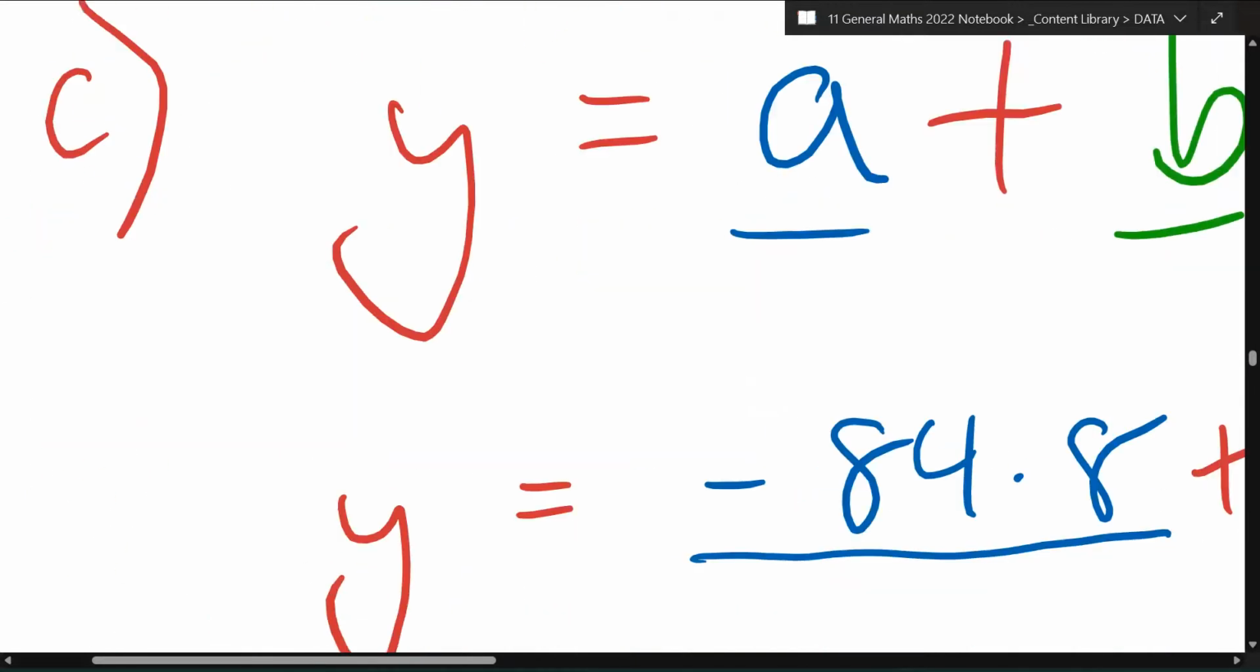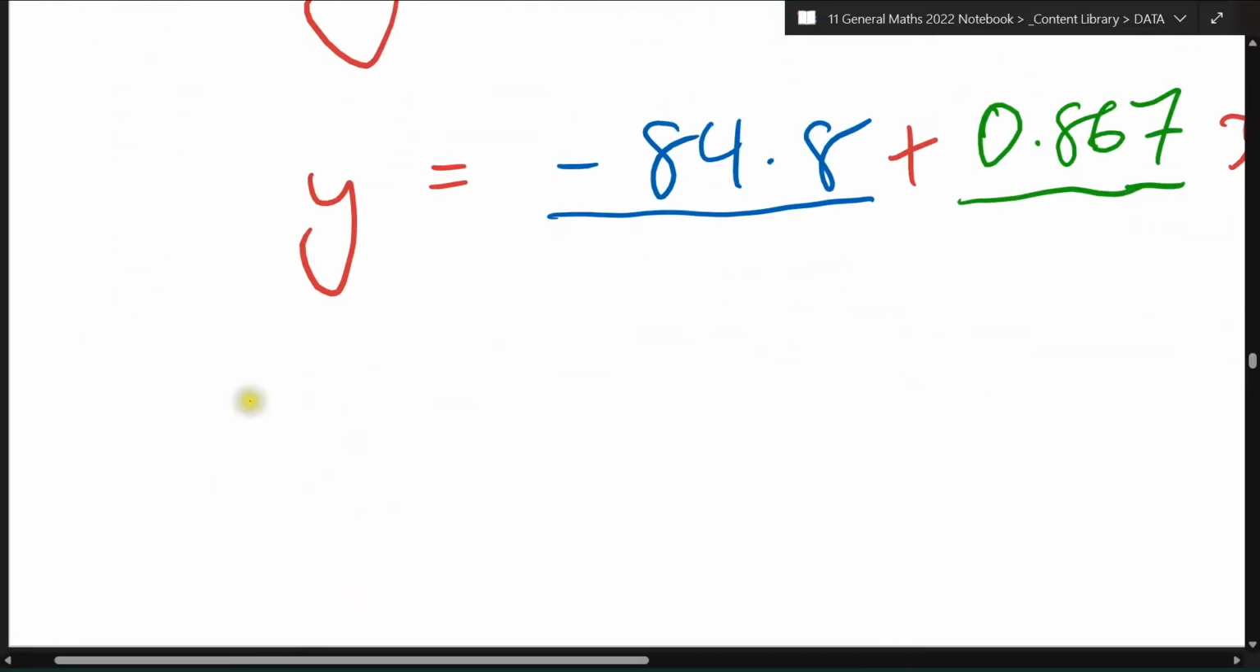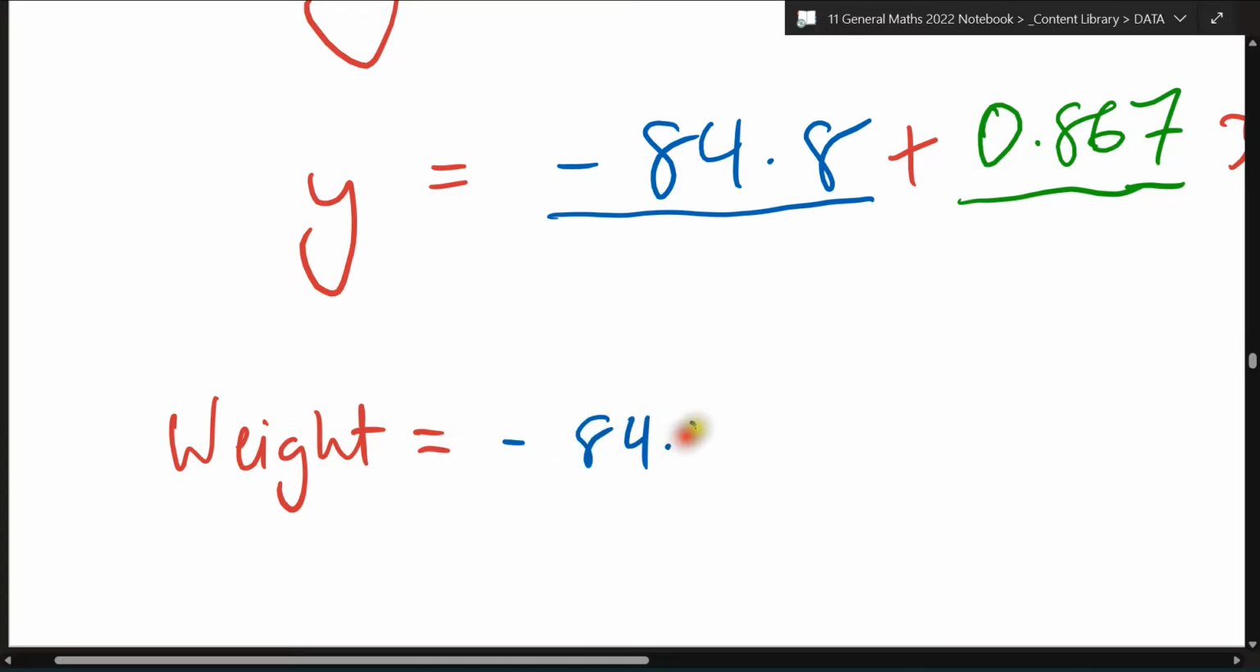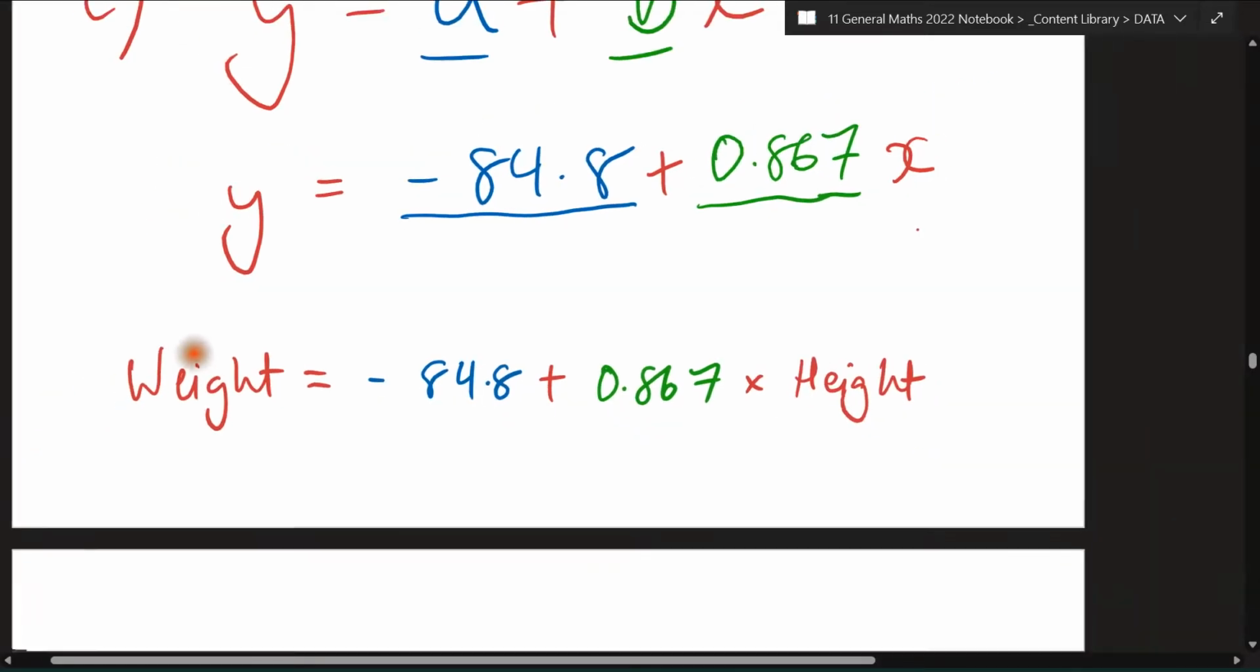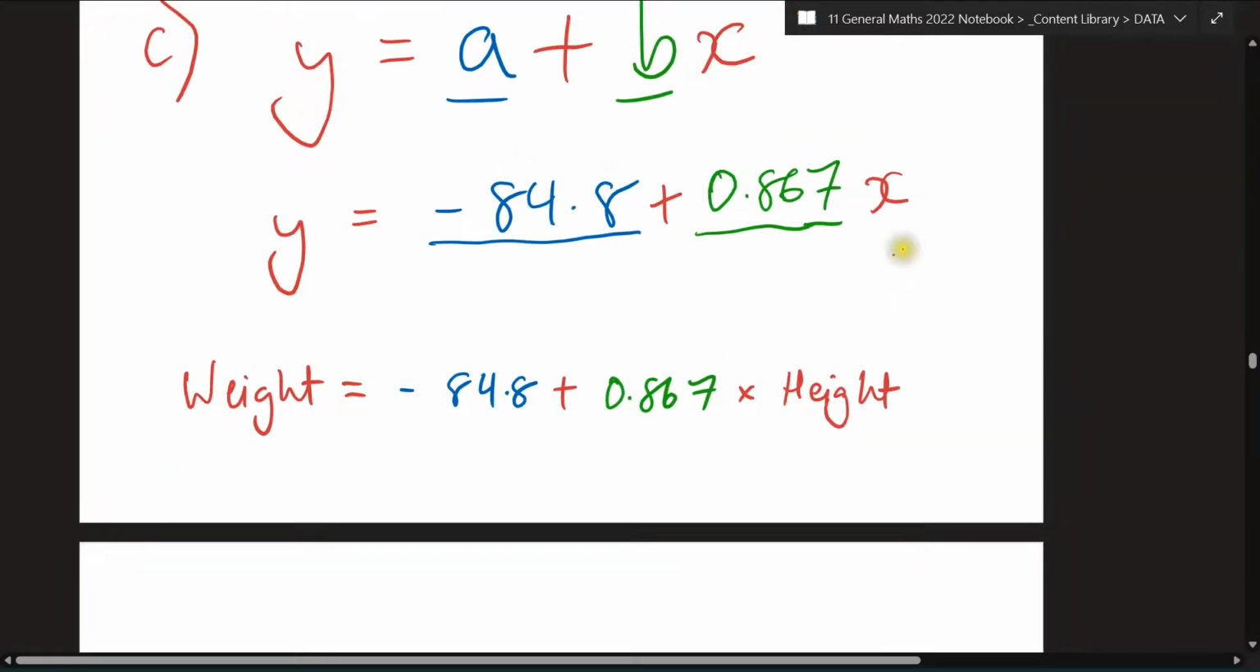On my formula, really straightforward, it's going to be weight is equal to negative 84.8 plus 0.867 multiplied by the height. You want to make sure your formula is always in terms of what the variables are. Do not leave it as X and Y. You must make sure that it's what the variables are.